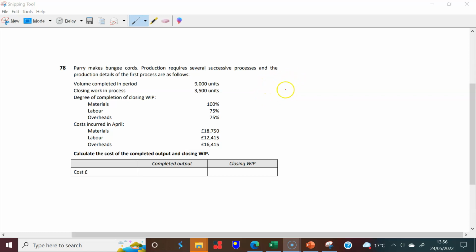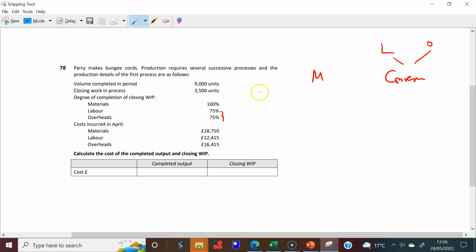Right, so question 78. The good thing about these questions is you get to practice them and you get a chance again to confirm your learning. Again, we have a scenario where we have materials and completed stock and we're splitting this. You could just write conversion, since the conversion costs are at the same level, but in a way we are talking about labor and overheads. If they weren't the same percentage, then you would be best splitting them out.